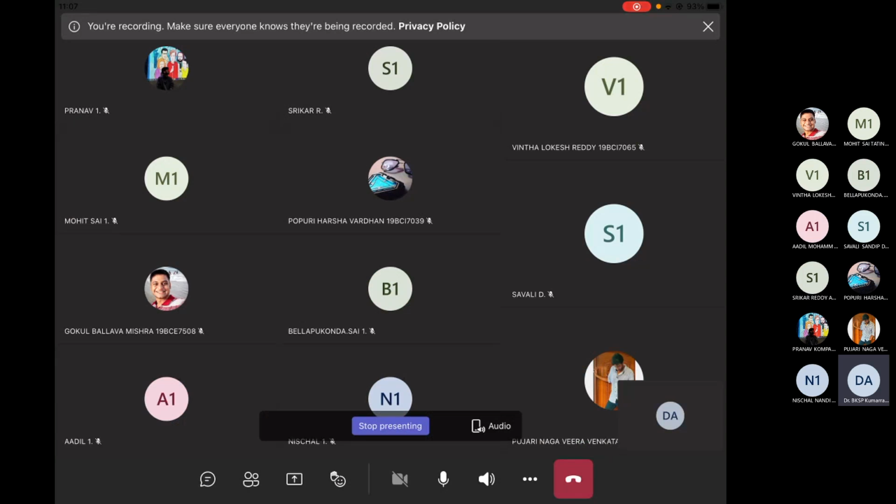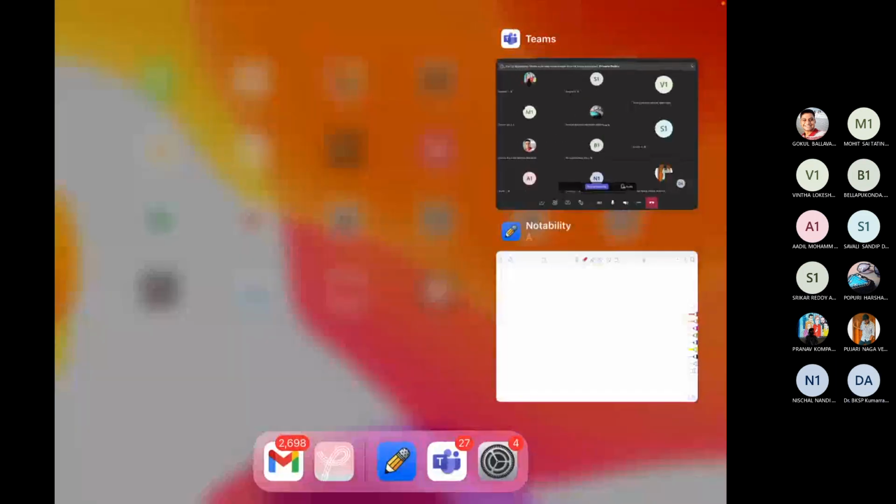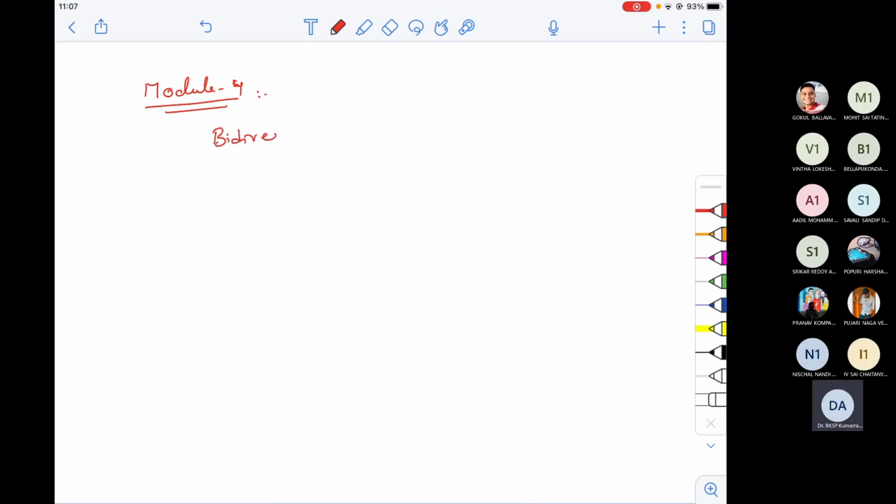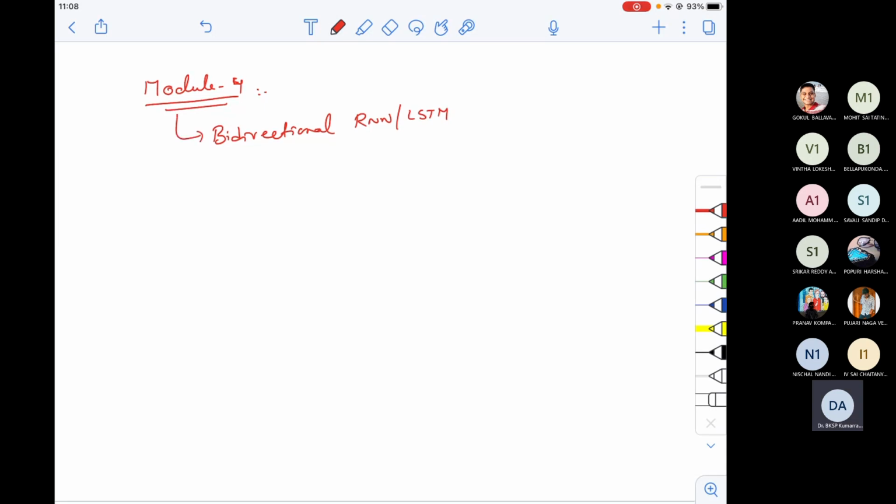Fine. So actually we are done till module 4. In module 4, I already told we are left with a small topic called bidirectional RNNs slash LSTMs. Okay. So this is a small topic that was left. We'll just complete this today and we'll jump to module 5.